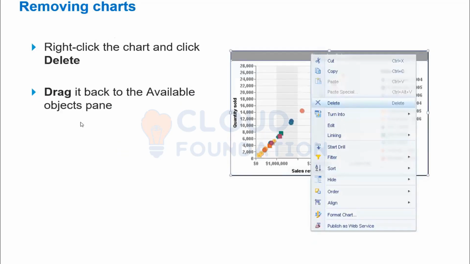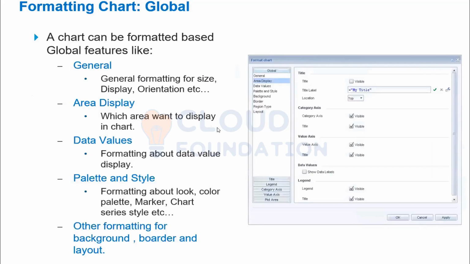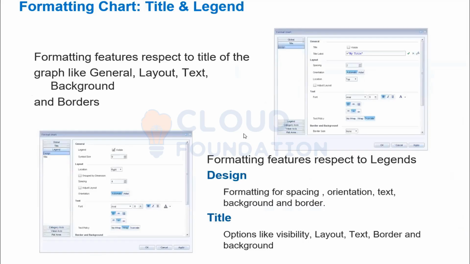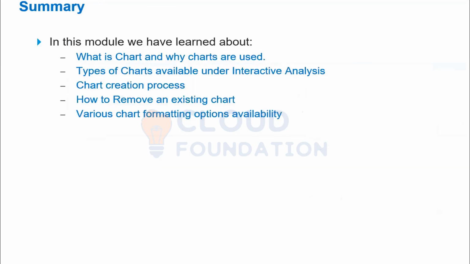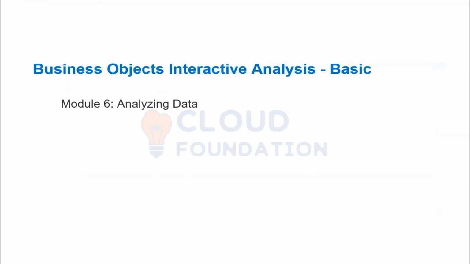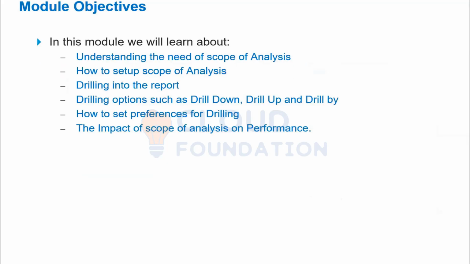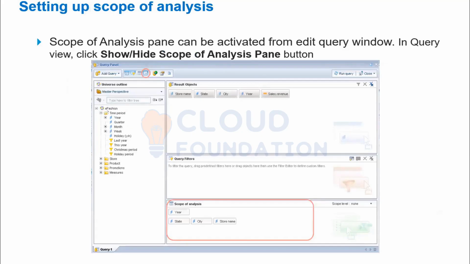We have covered this. How we can remove it is just like how we can remove the tables. It is the same procedure. These are the several formatting options of the charts. After that, we have covered how we can analyze data by using scope of analysis. What is the purpose of it, what is meant by hierarchy, and how we can set this up here.